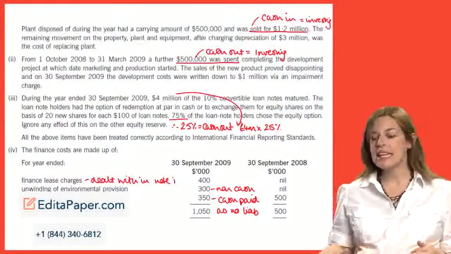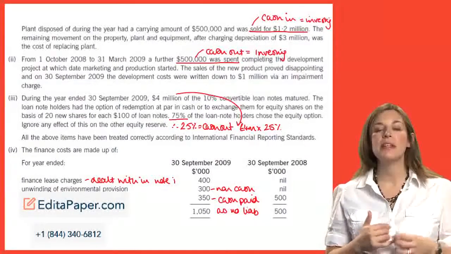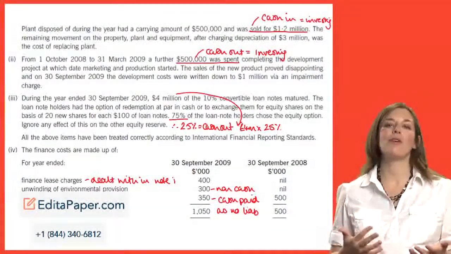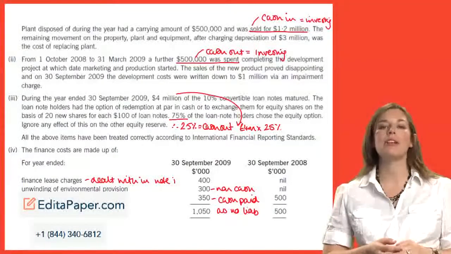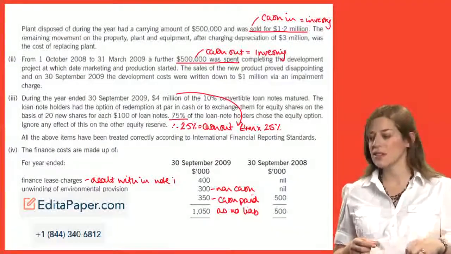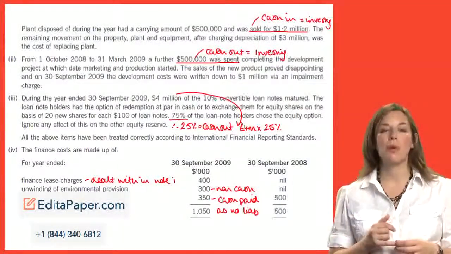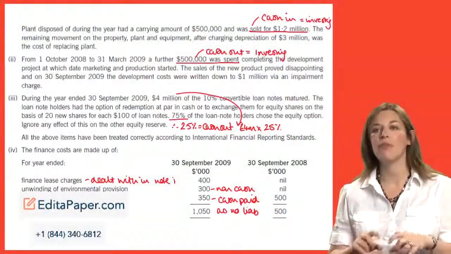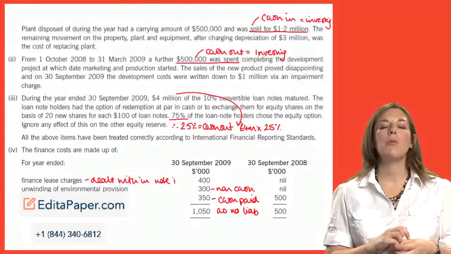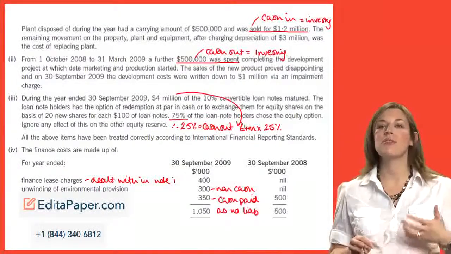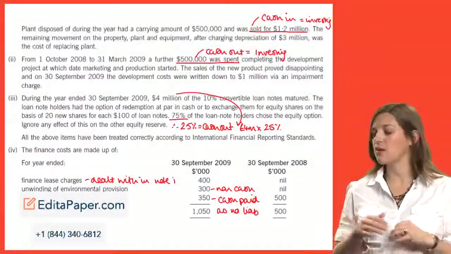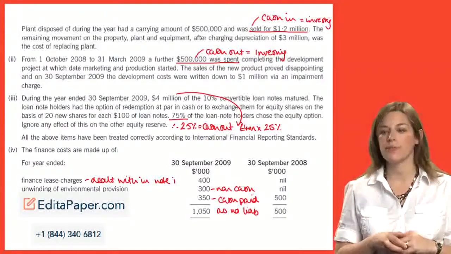Okay, so we can see here also during the year the company disposed of some plant. The plant had a carrying amount of 500,000. I don't care. I'm not interested in the carrying amount. I want to know what cash we received on disposing of the plant, which we're told was 1.2 million. That's my cash inflow to go into my investing section. Then we move on. We spent 500,000 on development projects. Spent, cash out. So that's also going to go into my investing section.